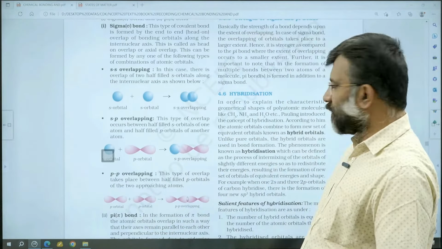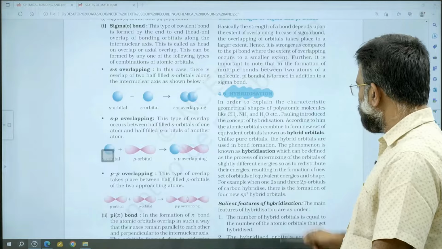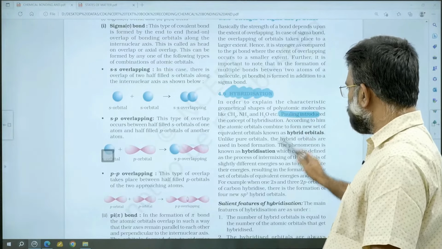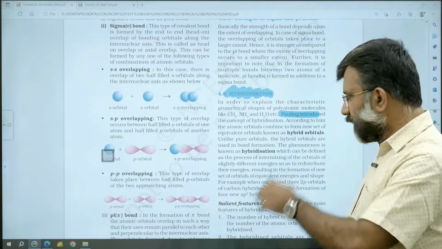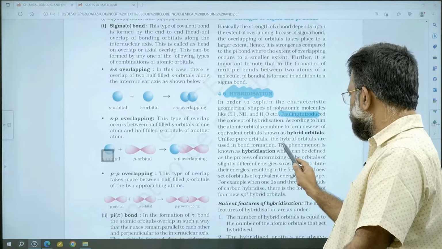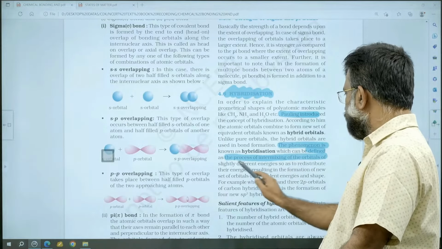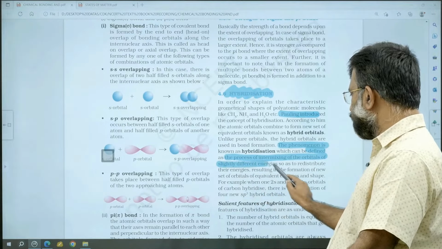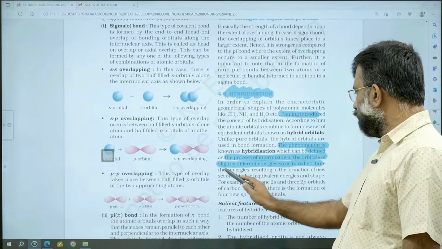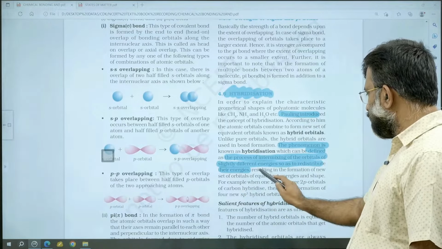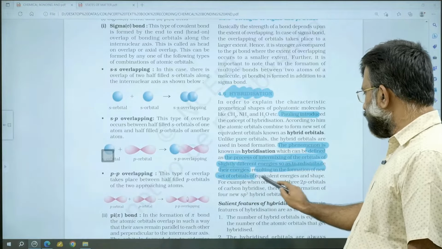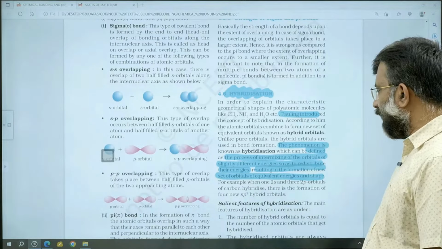Now, the most important topic from the chapter, hybridization. That is the next important topic, hybridization. See, hybridization was introduced and explained by Linus Pauling. According to Linus Pauling, what is hybridization? The process of intermixing of atomic orbitals of slightly different energies so as to redistribute their energies, resulting in the formation of a new set of orbitals of equivalent energy and shape.